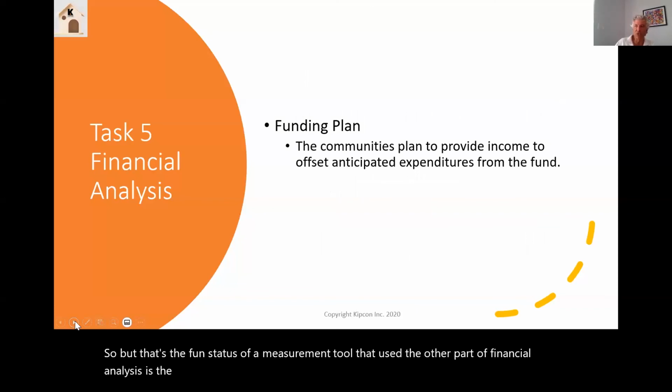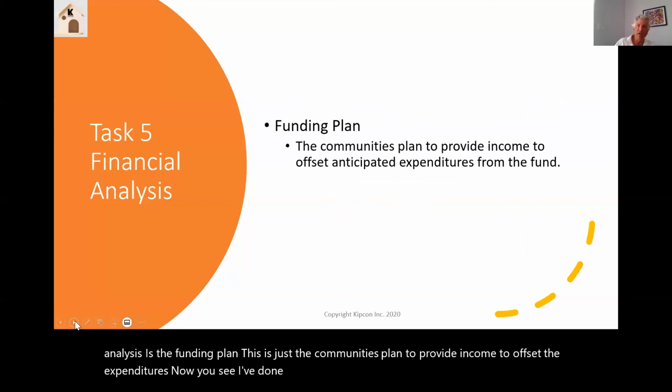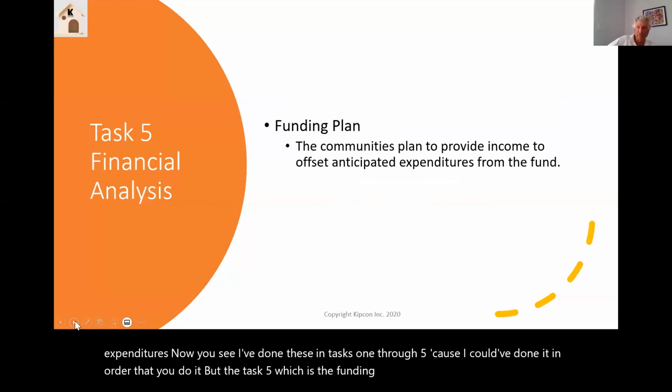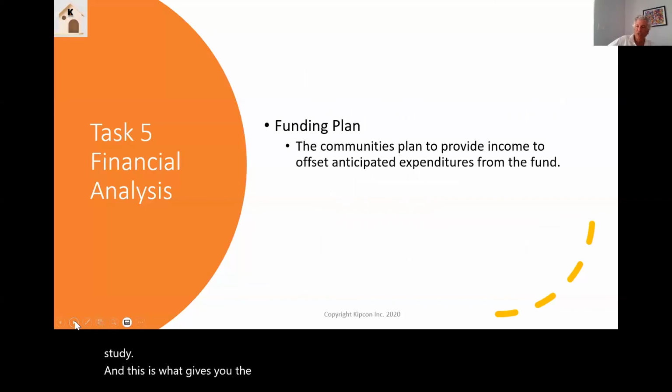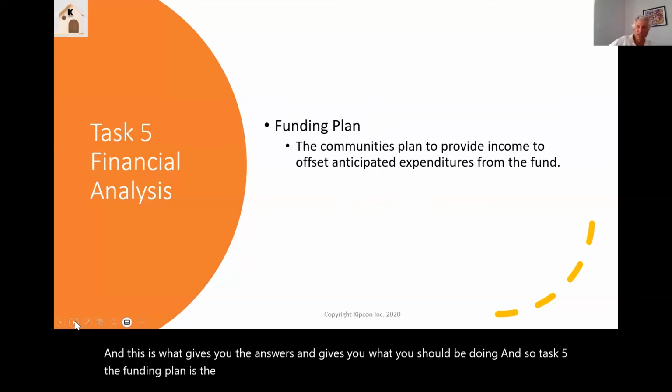This is just the community's plan to provide income to offset the expenditures. Now you see I've done these in tasks 1 through 5 because I kind of did it in the order that you do it, but task 5, which is the funding plan, is actually the conclusion to the study. And this is what gives you the answers and gives you what you should be doing. And so task 5, the funding plan, is the most important part of the study.